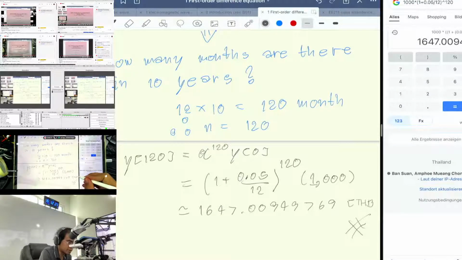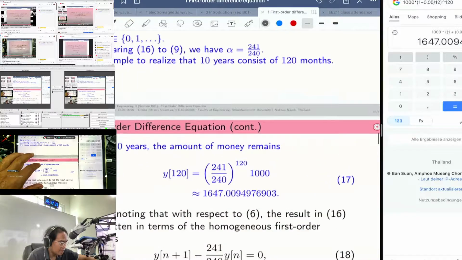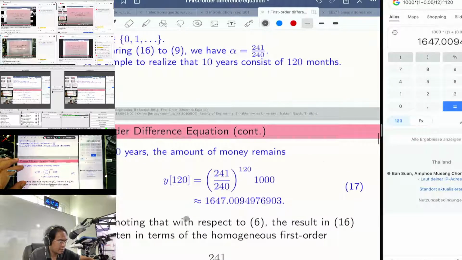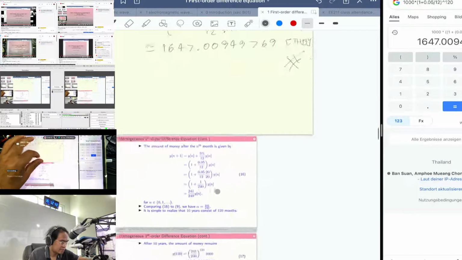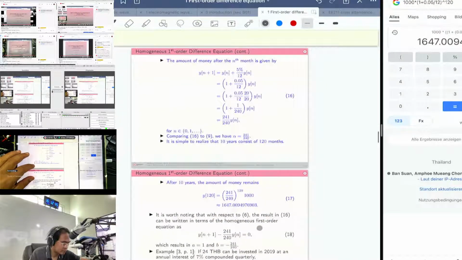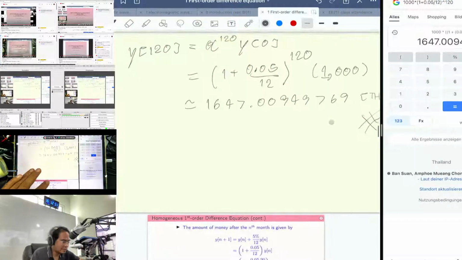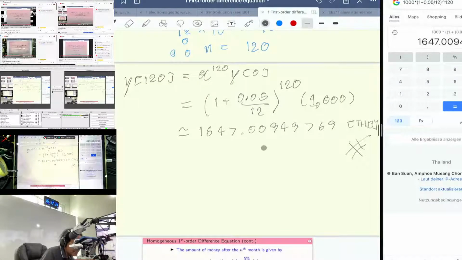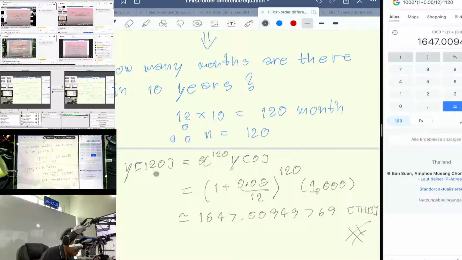I don't know whether it's correct or not. 1,647 times 1,000, 1,647.009496903. Okay, yeah, that's the result. That's the answer after 10 years. But we have to calculate it 120 times because the interest is computed every month, okay, according to the policy by the bank.